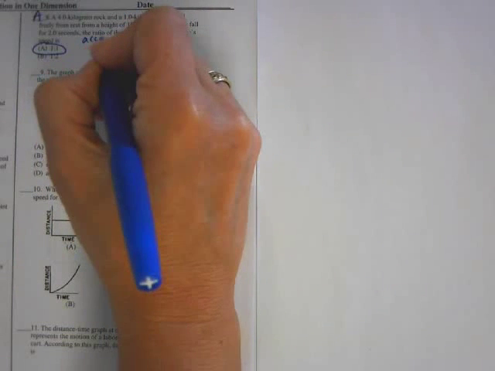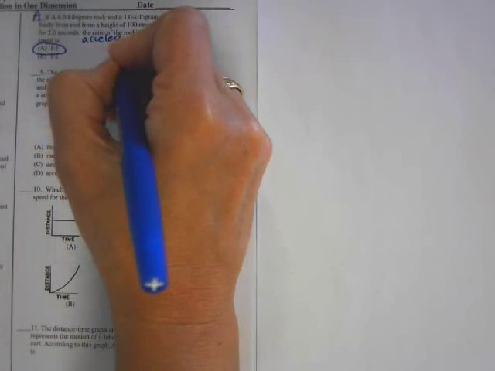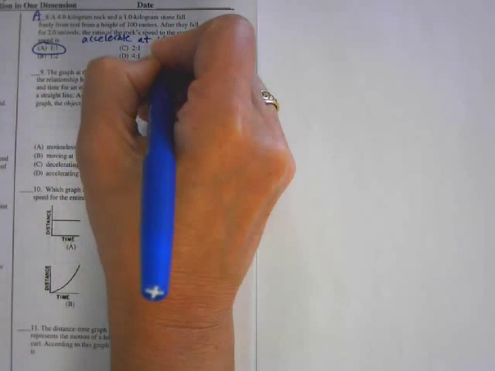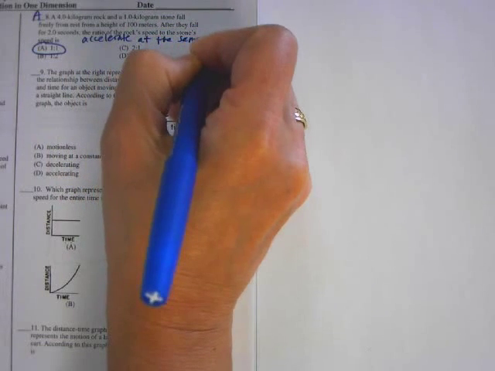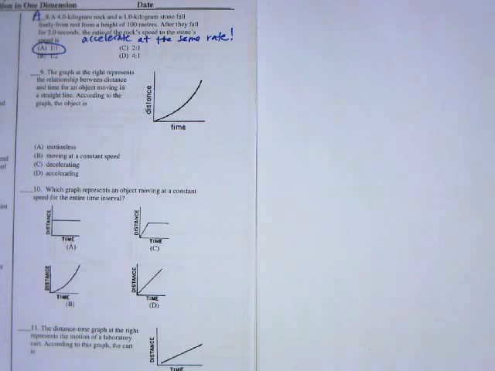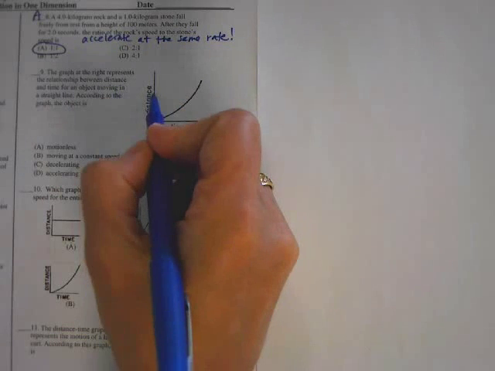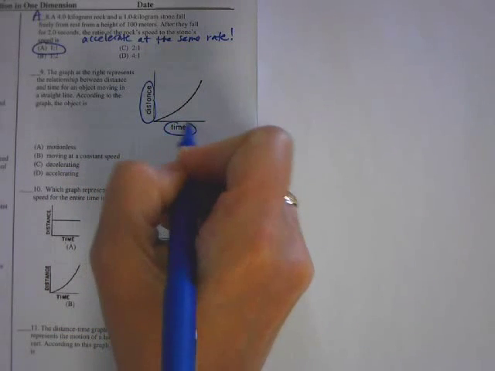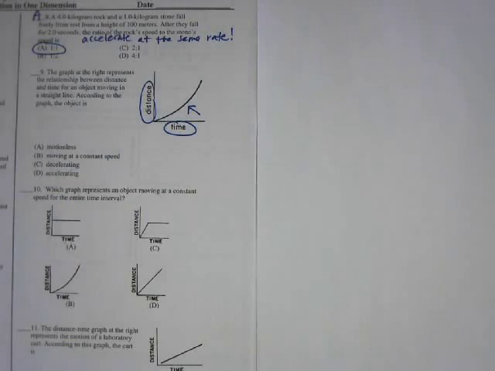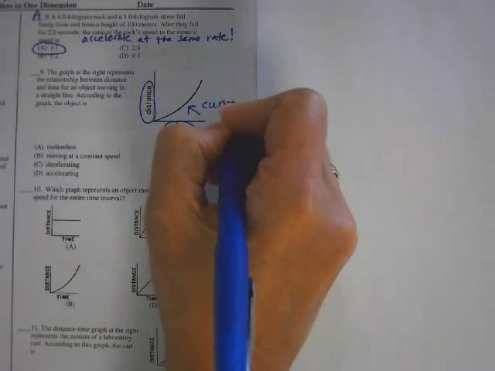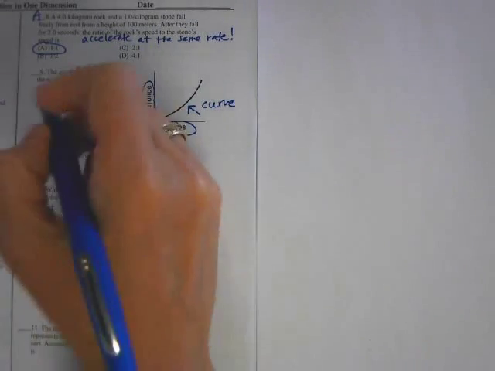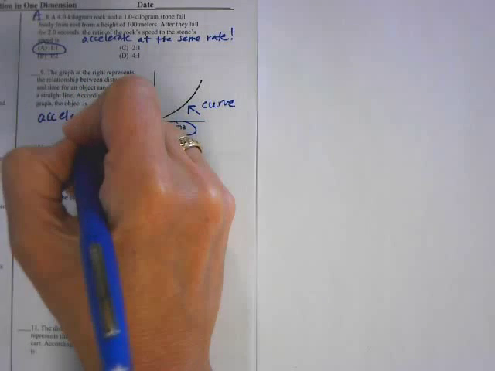Number 9. The graph at the right represents the relationship between the distance and time for an object moving in a straight line. According to the graph, the object is... So on a distance versus time graph, first of all, we notice one thing. This is a curve. And we know that a curve means that there's acceleration. Now this is positive, so it's accelerating. It's not slowing down, so that's why it's D. And these are both completely wrong.